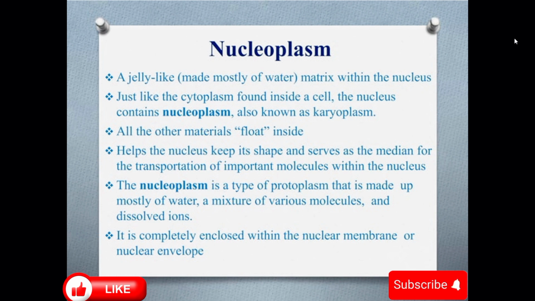The nucleoplasm is a type of protoplasm that is made up mostly of water, a mixture of various molecules of organic and inorganic nature, and dissolved ions. It is completely enclosed within the nuclear membrane or nuclear envelope. All organic, inorganic chemicals as well as the enzymes responsible for DNA replication and transcription, as well as the synthesis of various types of RNA, are present within the nucleoplasm.